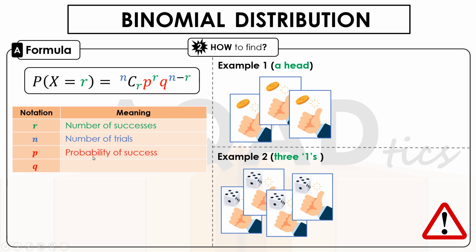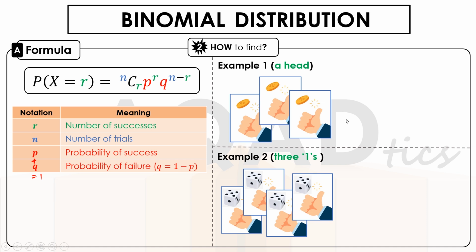P is the probability of success, and Q is the opposite, which is the probability of failure. So Q will be equal to 1 minus the success probability to get the failure probability. This also means that if we add P and Q together, it will be equal to 1.